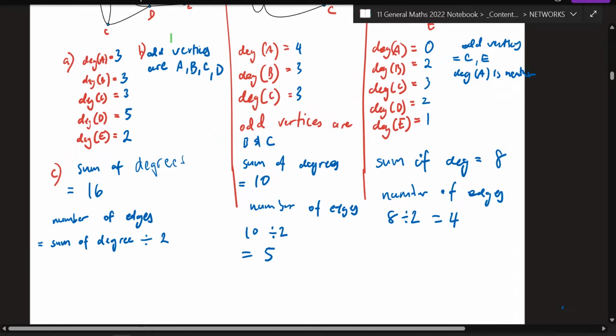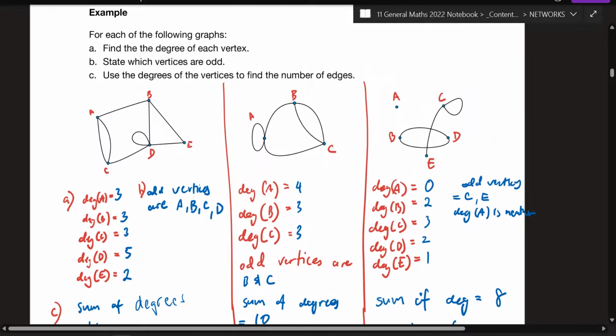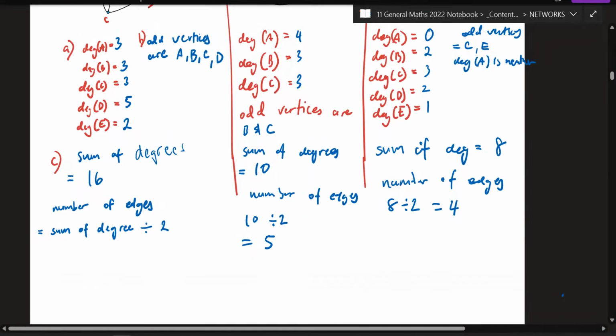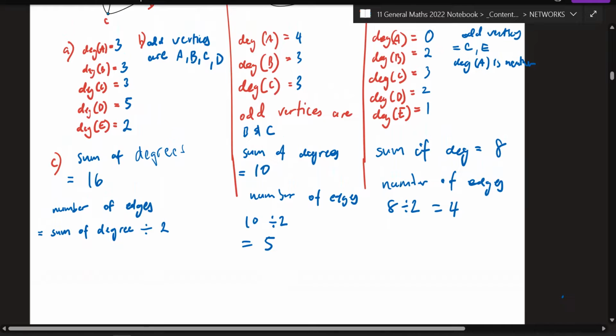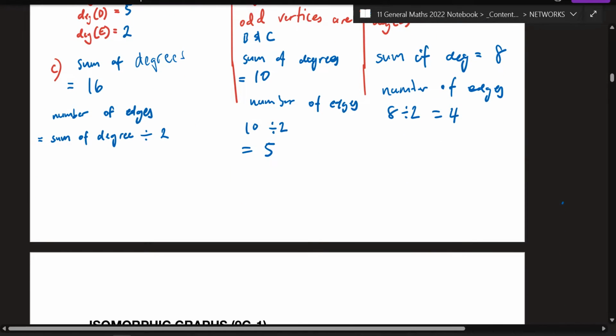Now, I think what you might get, question-wise, on the SAC is a question like: a graph has this number of edges, this number as the sum of the degrees. Tell me how many edges there might be. So just be mindful that that's how that might be used in a SAC.